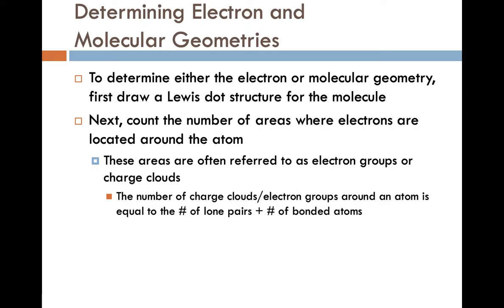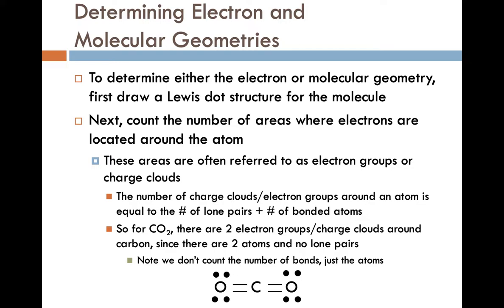As a quick example, if I put CO2 down here, looking at CO2, this carbon has 2 bound atoms and no lone pairs. So there's only 2 things around the carbon. The number of bonds does not matter, just the number of bound atoms.